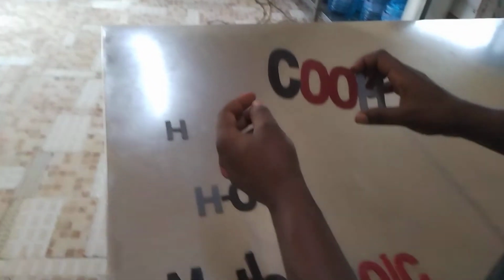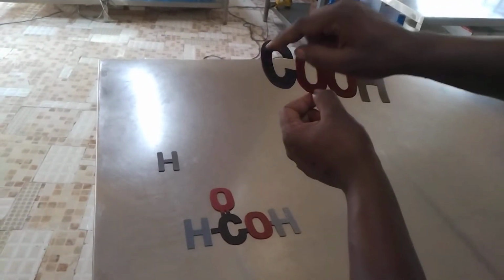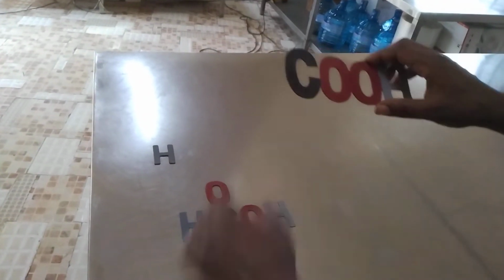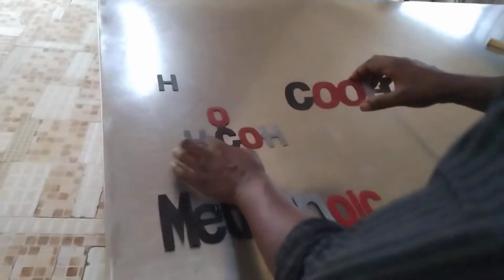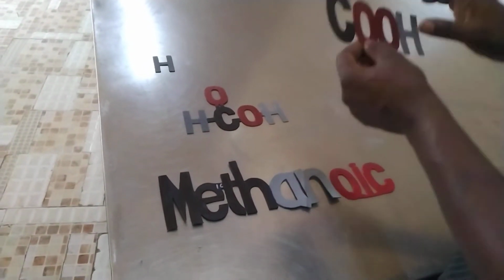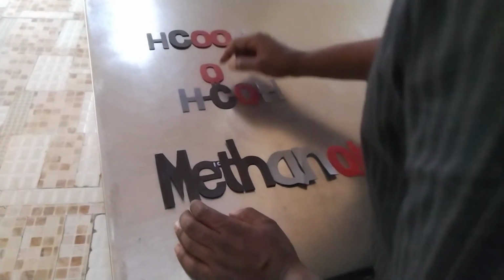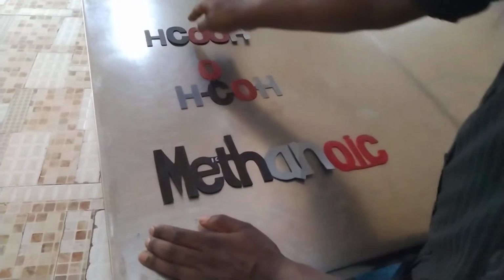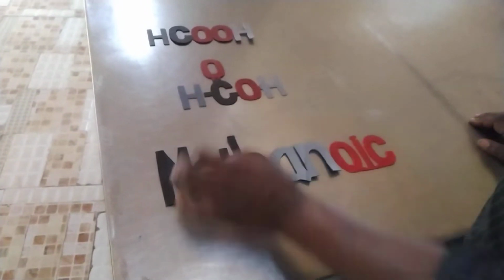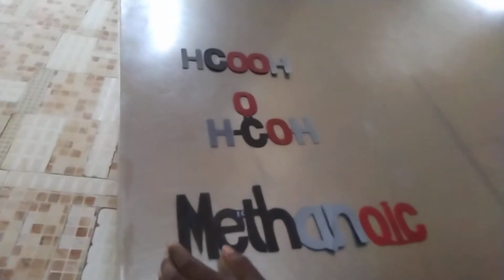Now, the simplest carboxylic acid is methanoic acid. As you can see, it has only one carbon atom, and one carbon atom we say is "meth". Because the carbons are joined by single bonds, we say it is methanoic acid, like that. This is the open structure, and this is the condensed structure. In the open structure you see how the bonds are in this acid.